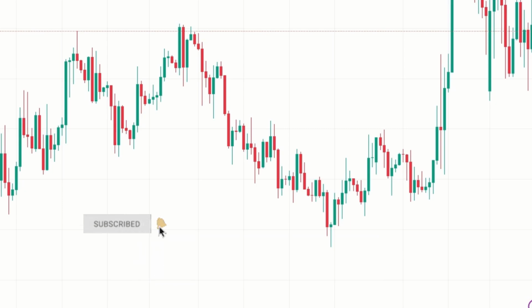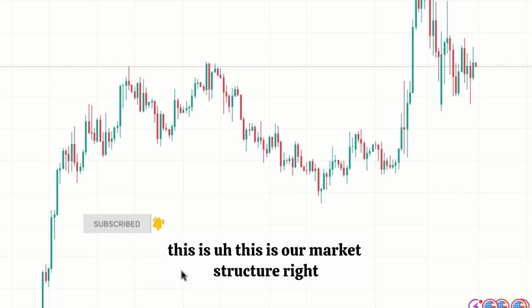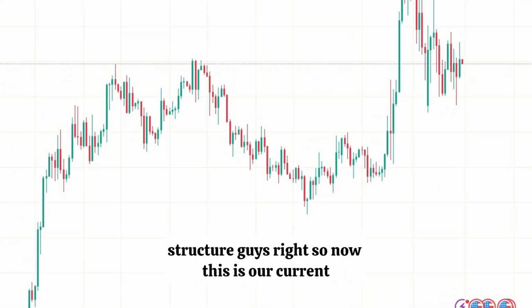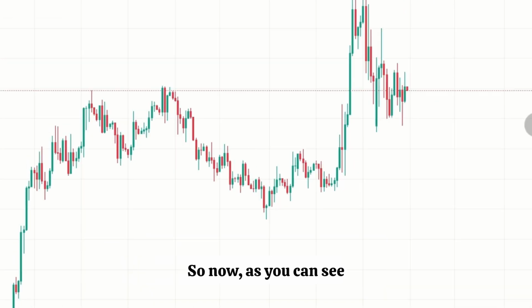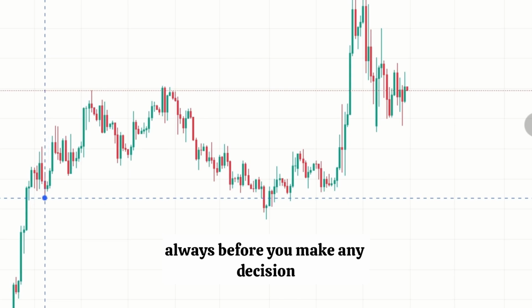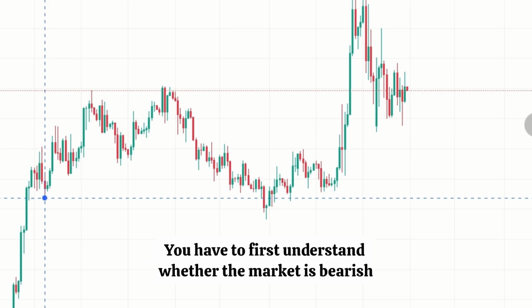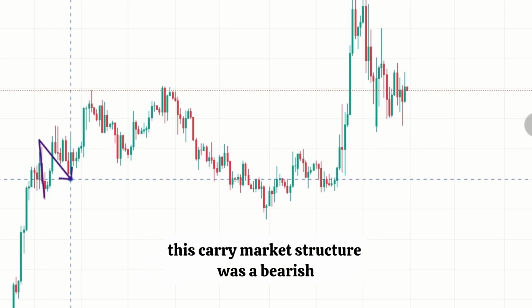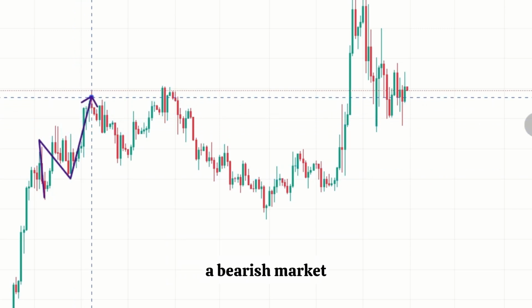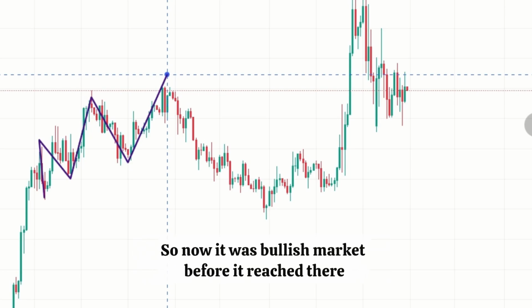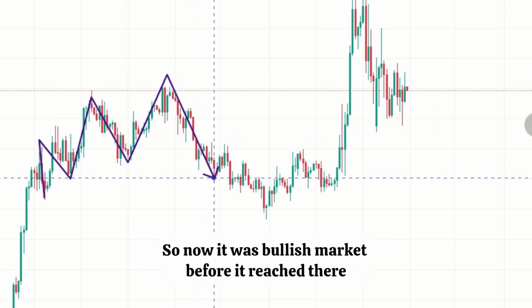So now this is our market structure right here. If we look at the current market structure, as you can see with this trend, before you make any decision or enter any trade, you have to first understand the structure. You have to first understand whether the market is bullish or bearish. For example, this current market structure was bullish because of this break of market structure to the upside. So it was a bullish market before it reached there.